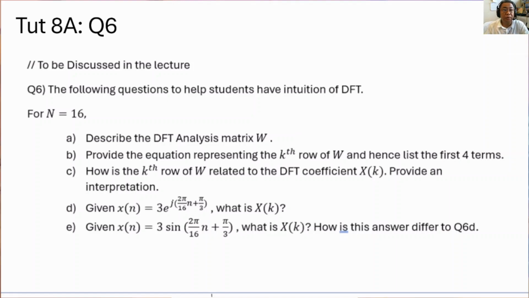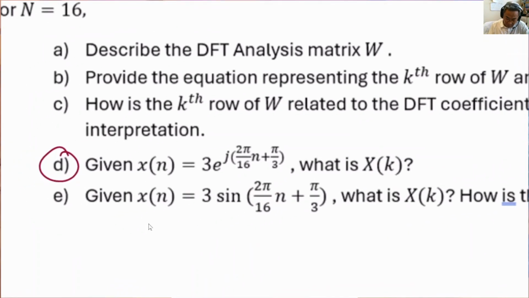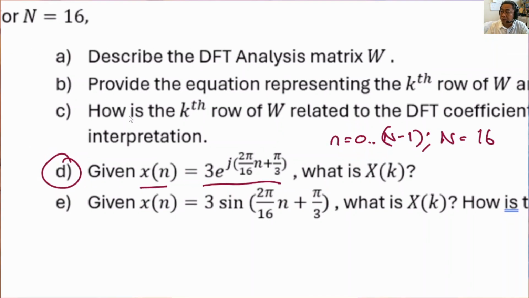This is tutorial 8A question 6, and we're going to do question 6D. We're given the equation describing a complex sequence xn. So this is not a real vector anymore, this is a complex vector where little n goes from 0 to big N minus 1, and we are given N is equal to 16. Right, so now what is Xk?